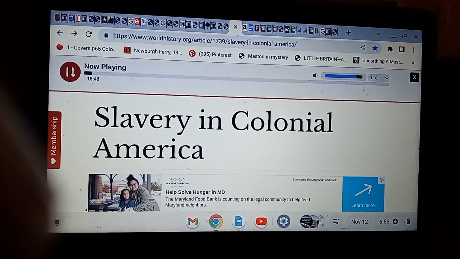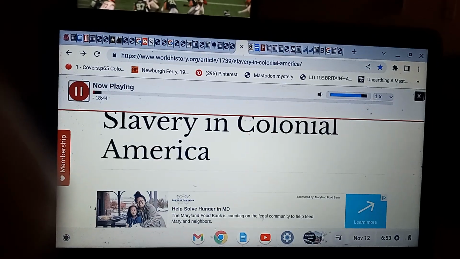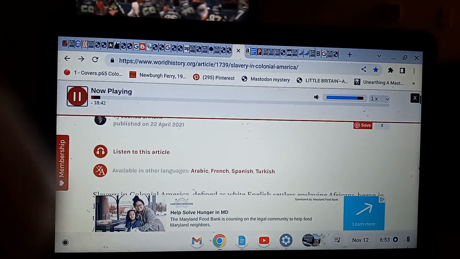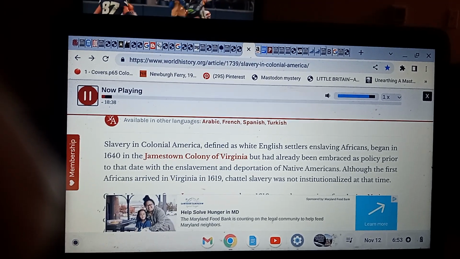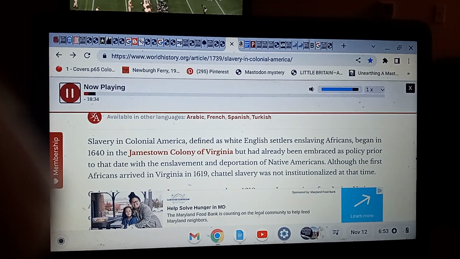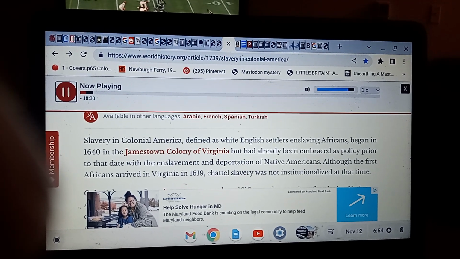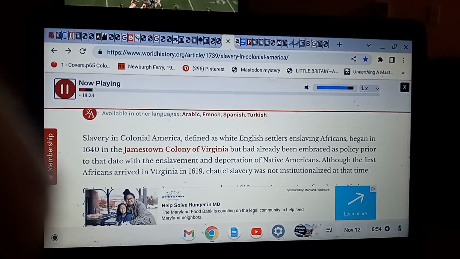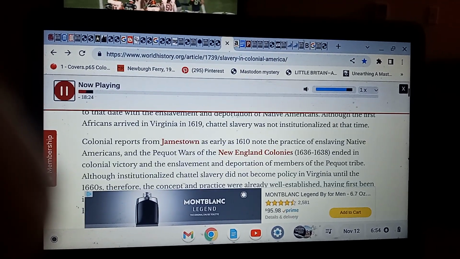Slavery in Colonial America. Slavery in colonial America, defined as white English settlers enslaving Africans, began in 1640 in the Jamestown colony of Virginia, but had already been embraced as policy prior to that date with the enslavement and deportation of Native Americans. Although the first Africans arrived in Virginia in 1619, chattel slavery was not institutionalized at that time.